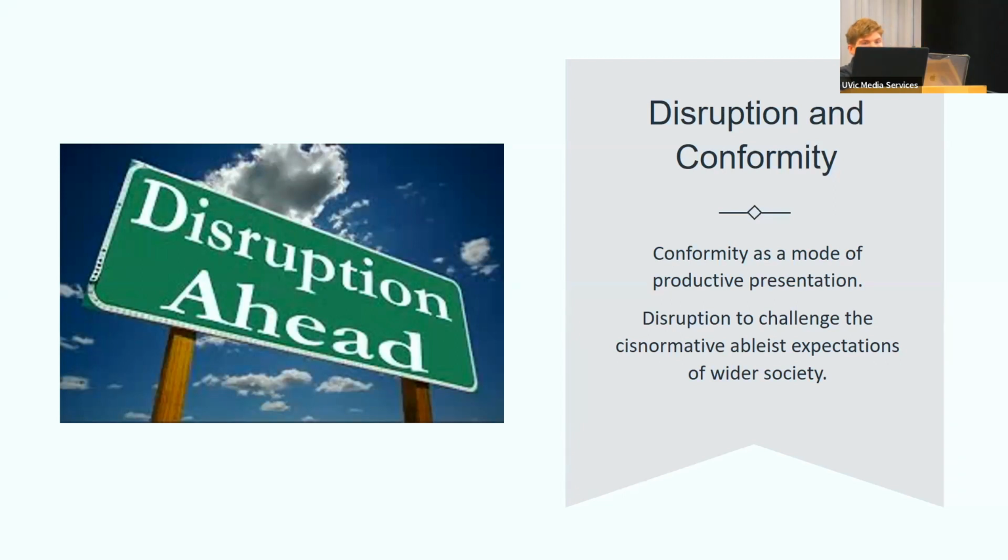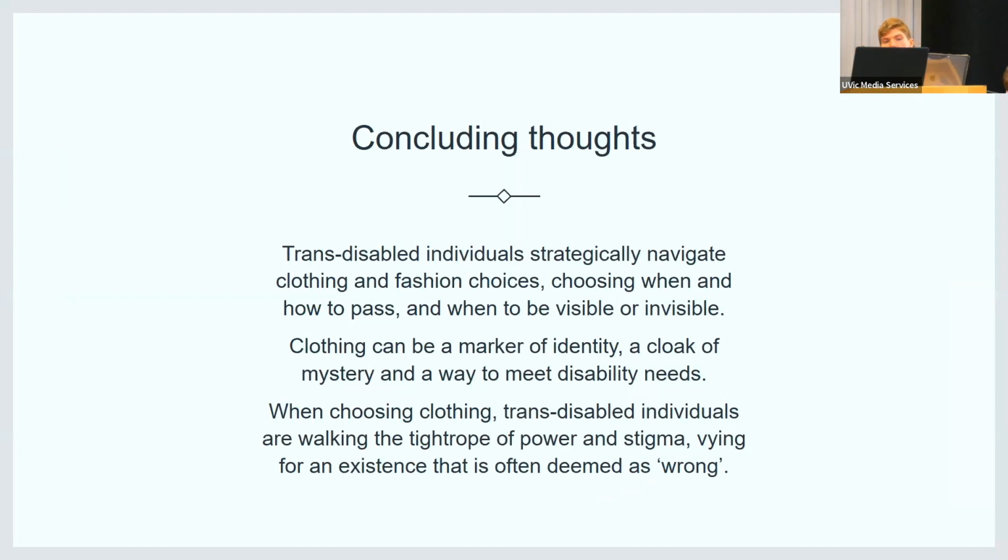So moving on to concluding thoughts. Within this presentation, I've explored how trans-disabled individuals strategically navigate clothing and fashion choices, choosing when and how to pass and when to be visible or invisible. It's clear that clothing can be a marker of identity, a cloak of mystery, and a way to meet disability needs. So when choosing clothing, trans-disabled individuals are walking the tightrope of power and stigma, vying for an existence that is often deemed wrong.